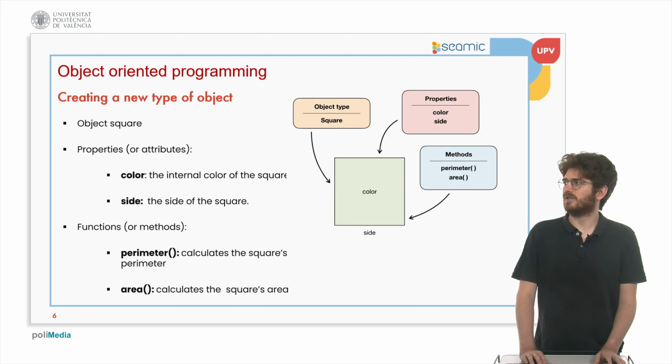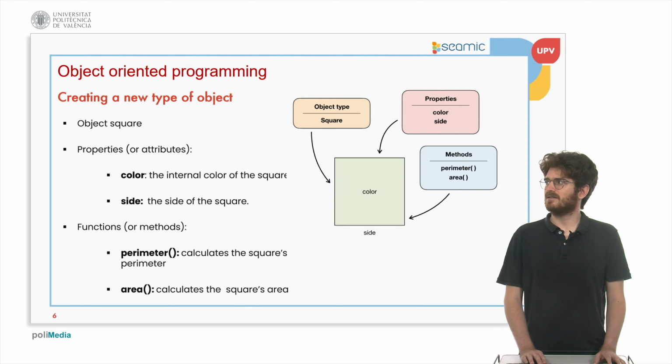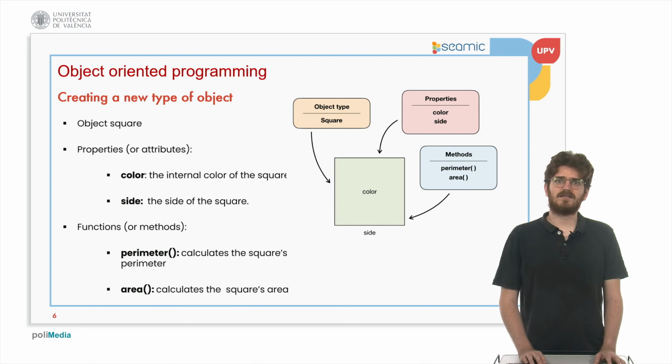In this example, we're going to work with a simple square class that represents the color and the size of squares. And of course, we can also define functions or methods, which are the actions that can be performed on this object. In this case, we have the two actions, perimeter and area, which will return two numbers, respectively, the perimeter and the area of this square, based, of course, on its side.